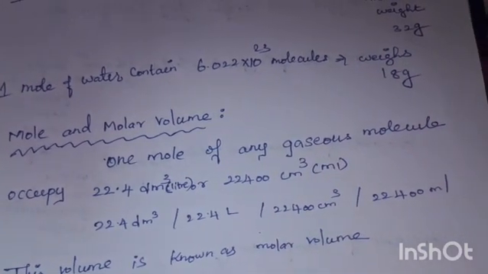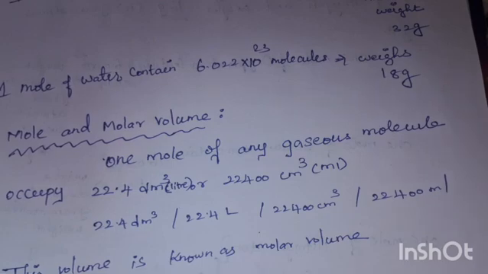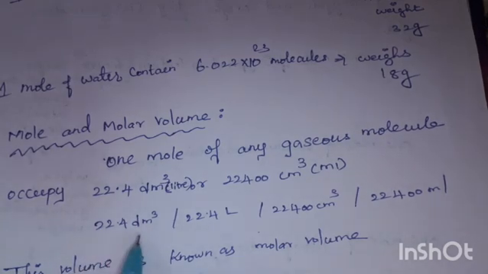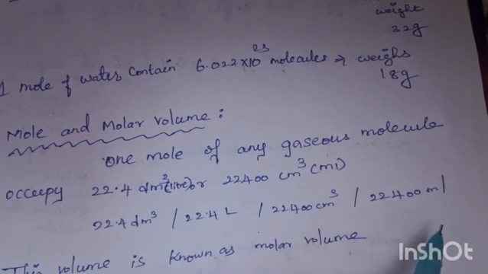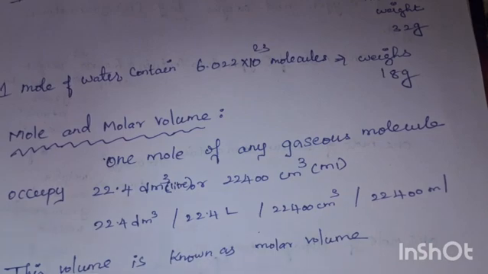1 mole of any gaseous molecules occupies 22.4 decimeter cube, or you can write it as 22.4 liter, or 22,400 centimeter cube, or you can mention it in ml, that is 22,400 ml. This volume is known as molar volume.